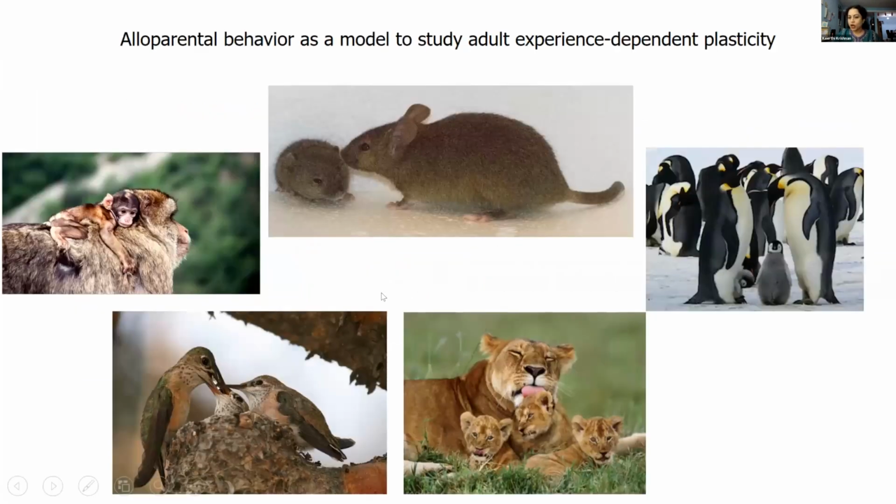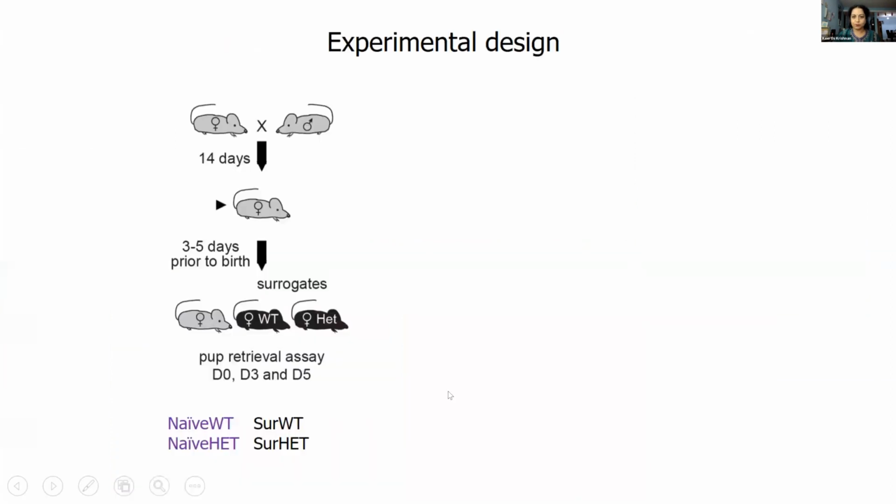Parental behavior is a great model to study adult experience-dependent plasticity, as the early developmental critical periods have long been established. With pregnancy and the need to take care of the young, there are new demands on these already established circuitry and established behavioral patterns. We use alloparental behavior as a model here, where parental care is provided by other females besides the dam, in order to focus on adult experience-dependent plasticity mechanisms over changes induced by the pregnancy hormones.